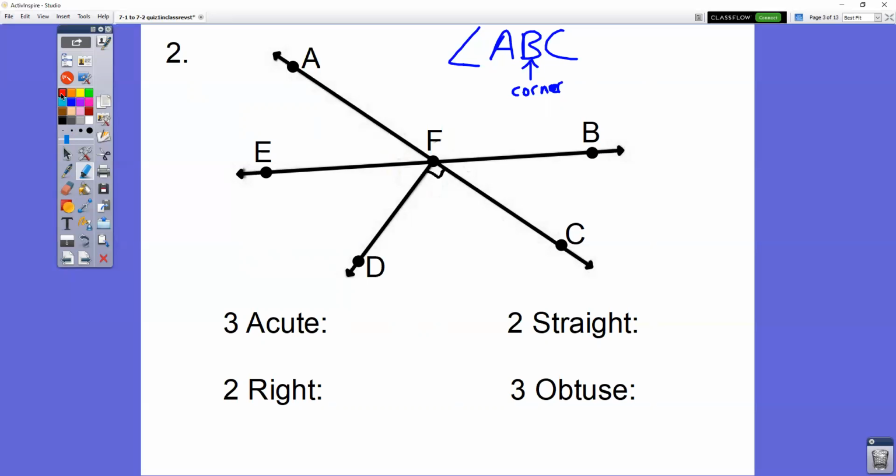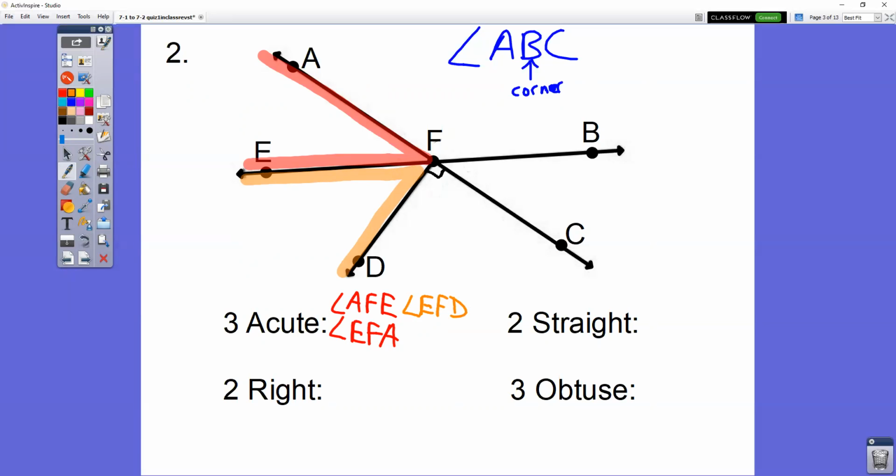So again, remember that the acute angles are the little tiny angles. So one of them is this angle, AFE. So angle AFE, or you could have said it the other way and said EFA. So that is that red angle. The next one that is an acute is this one, EFD. So angle EFD, or you could go the opposite way and go angle DFE.